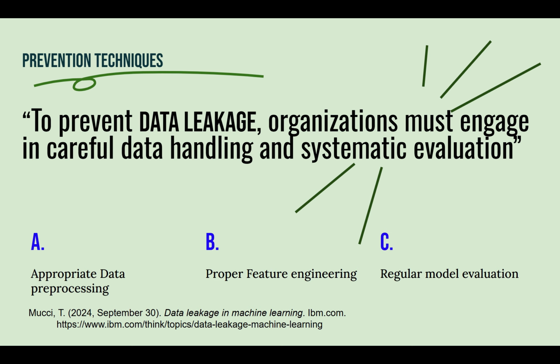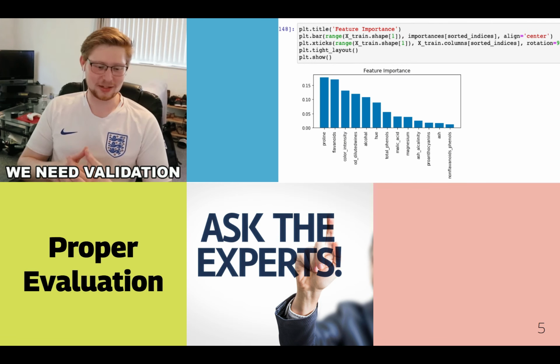And regular model evaluation means that at every step we're taking, we are searching for symptoms of overfitting and underfitting. We're searching for symptoms where our features are including future information or target information. Okay. So proper evaluation before model training is required to minimize the possibility of data leakage. A few tools that we utilize to ensure proper evaluation are cross-validation, feature importance, and asking our experts.